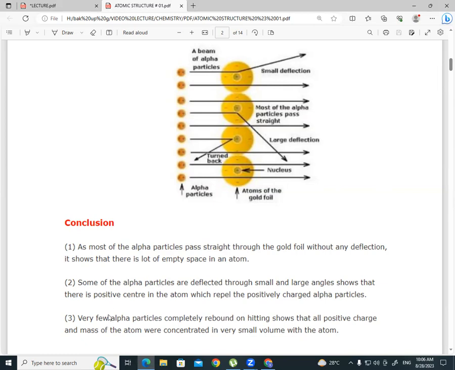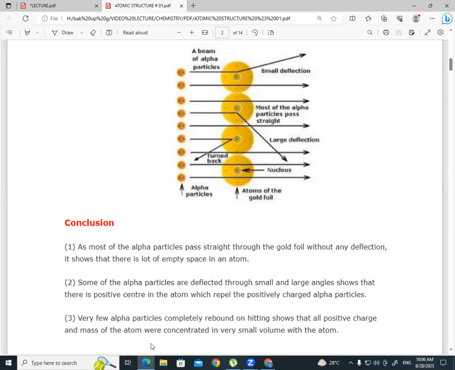Second, some of the alpha particles are deflected through small and large angles, which shows that there is a positive center in the atom which repels the positively charged alpha particles. We know very well that like charges repel each other. So alpha particles, which have a positive charge, when they reach near the nucleus of the gold atom, face a force of repulsion from the nucleus, and as a result, they are deflected from their original path.